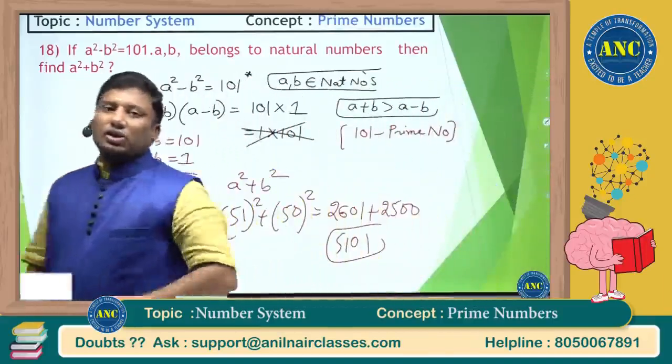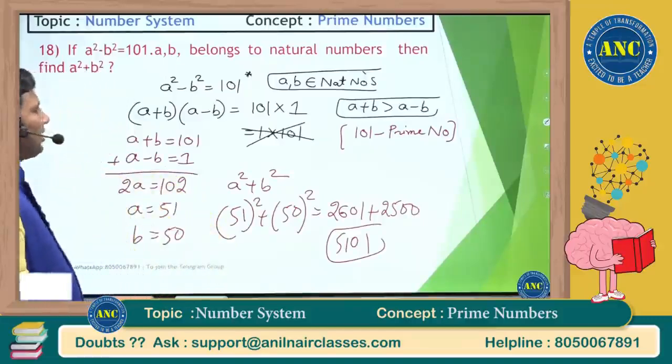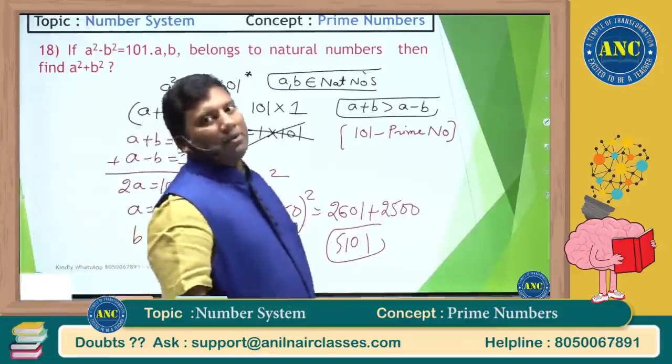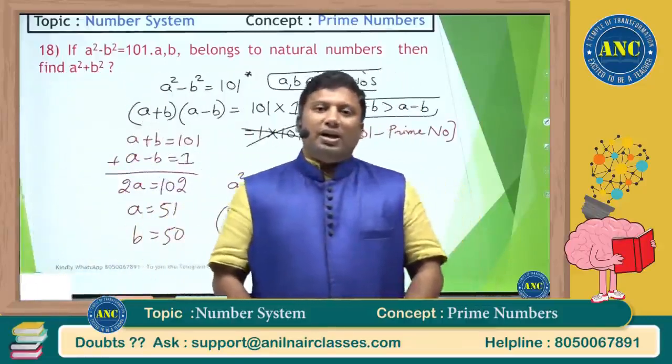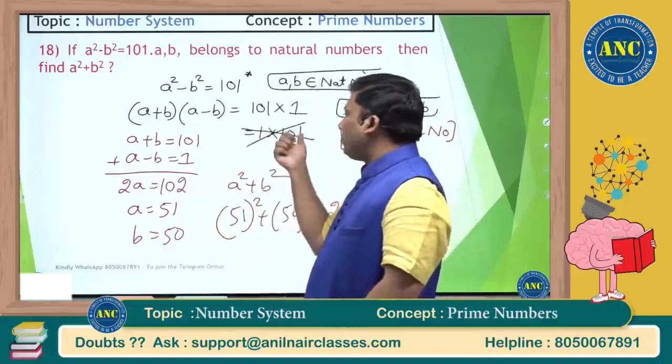Answer is 5101. I hope the idea is clear. A square minus B square is 101. 101 is a prime number. Any prime number can be written as 1 into P or P into 1.